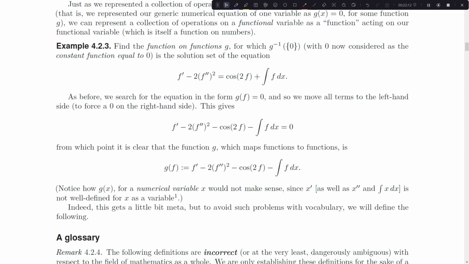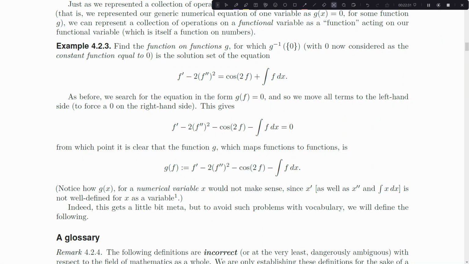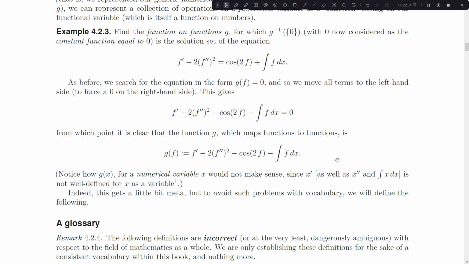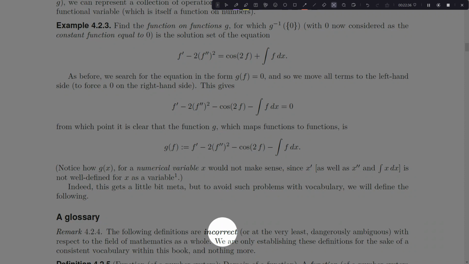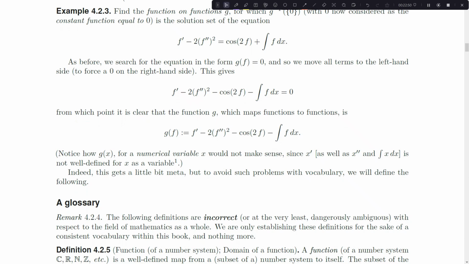Okay, so now I'm going to define a glossary because these are the terms I'm going to use in this course, so that we don't get confused about me saying functions of functions like I have here. Like g is a function, f is a function, but f takes numerical inputs and g takes functional inputs. So I'm going to define some things for this course. We want to keep in mind that these definitions are incorrect in some sense, or what I should say, dangerously ambiguous with respect to math as a whole, because functions can have such a broad meaning and interpretation to them. But let's look at this glossary.